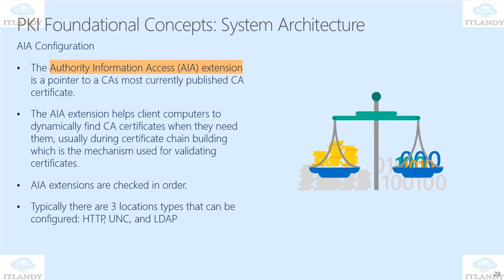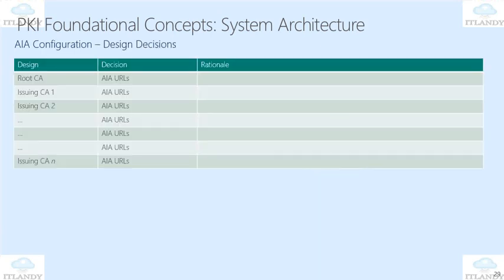AIA extensions are checked in order, and typically there are three location types that can be configured: HTTP, UNC, and LDAP. Remember these three. Now, table: I need the URL for the root, issuing CA, and, as we said earlier, the LDAP or the HTTP itself.